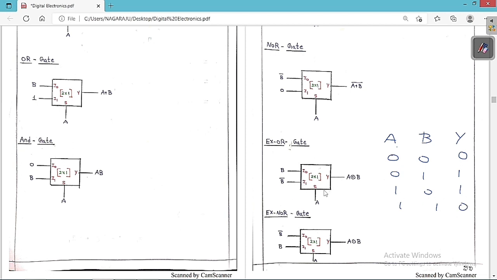So if you simplify, as I have already told you, it is A bar into B plus A into B bar. If you solve this, we get A XOR B. A XOR B is equal to A bar B plus A B bar. So this is the expression that you are going to get. So with the help of the circuit, we are going to implement the XOR gate.